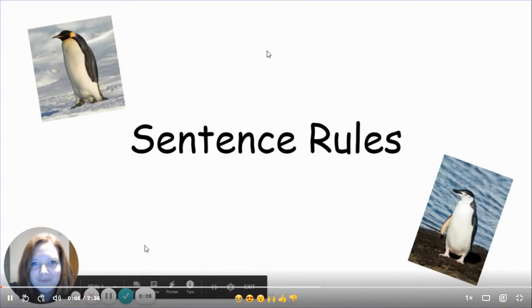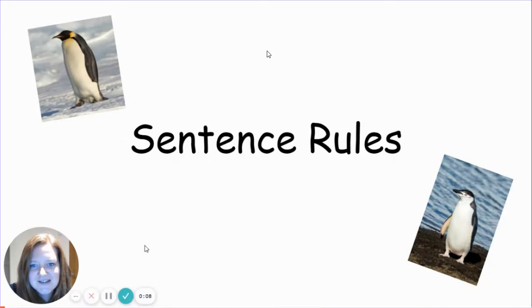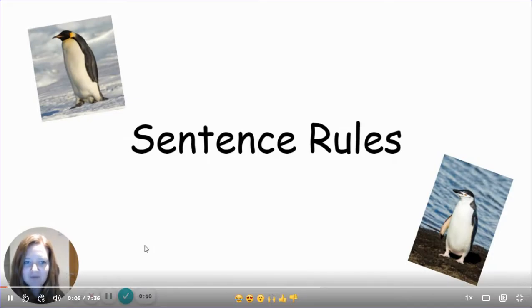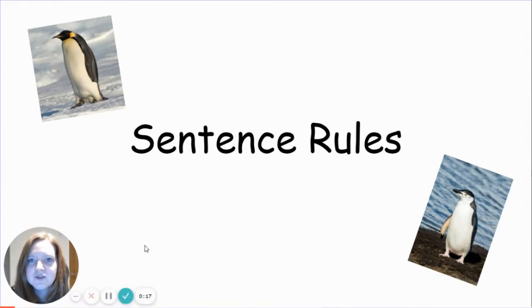Hi everyone, welcome to Wednesday's English, and we are writing our penguin sentences using the recordings, or maybe you just got a grown up to write them down for you yesterday, using your voice recordings of your penguin facts from Monday, and we're going to write them into sentences. So I thought it'd be a good opportunity to talk about our sentence rules.